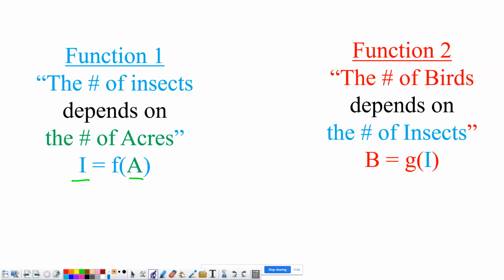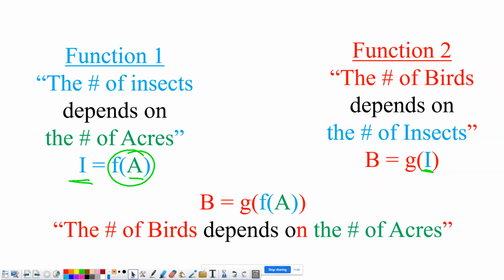Since I equals F of A, I can replace I with F of A and get a new function that looks like this, where now we could say that the number of birds depends on the number of acres. And that makes sense because the acres has an effect on the insects, which therefore affects the birds. Okay? So that's what we call a composite function.